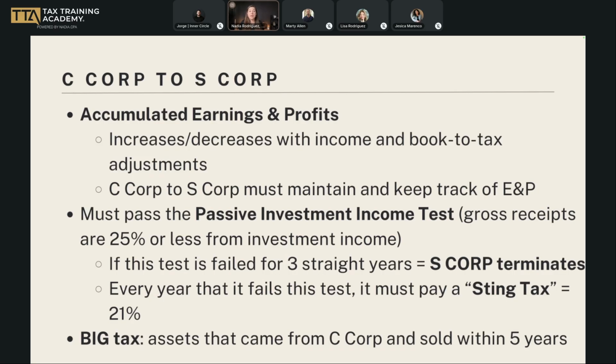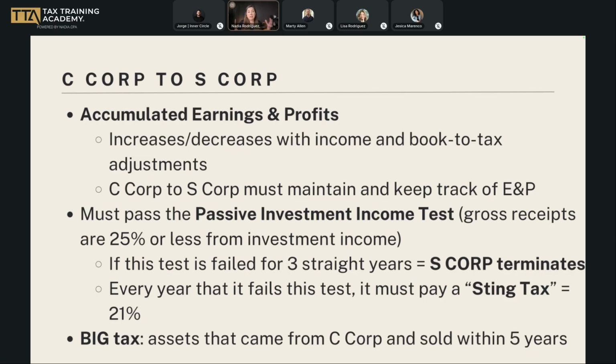Another problem that we run into when S Corps used to be a C Corp is that they have to meet this passive investment income test year after year, because if they fail this test 3 years in a row, at that point they are terminated as an S corporation. If they fail it 1 year, then at that point they're subject to the sting tax, which is a 21% tax.